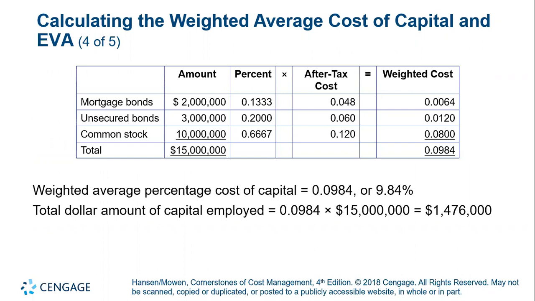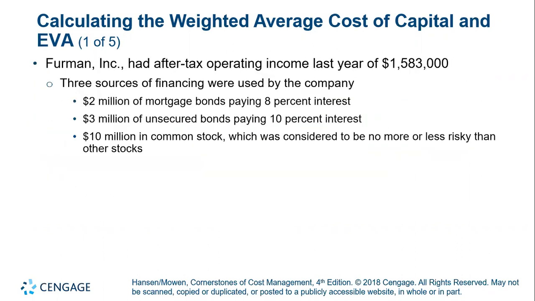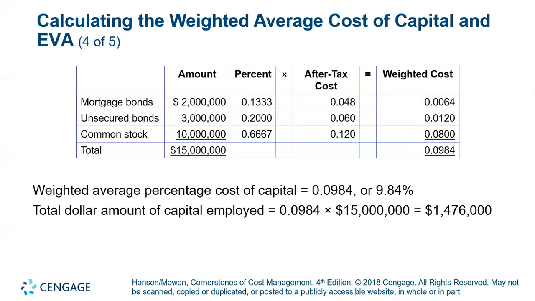We multiply the after-tax cost by the weighted average. We have the amount, the percent. How did we get the percent? It's the proportion. So if you have 2 million, 3 million, 10 million, we get 15 million. 2 over 15 gives us 0.1333. 3 over 15 is 20%, and then 10 over 15 is 66 and 2/3%. Now that is how we get the percent.